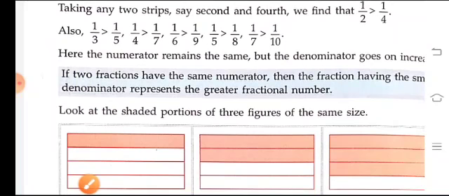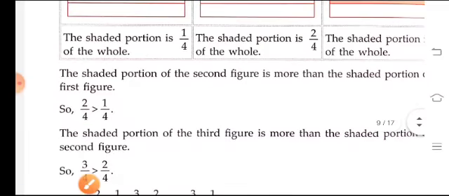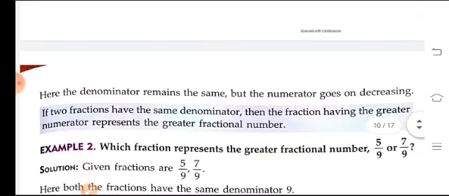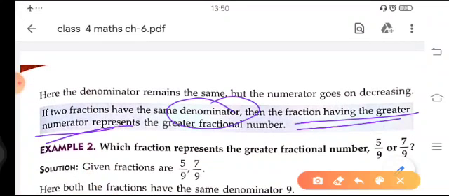So you can say that if two fractions have the same numerator, then the fraction having the smaller denominator represents the greater fractional number, right? It means that if numerator is same, then we will check according to the denominator. And if two fractions have the same denominator, then the fraction having the greater numerator represents the greater fractional number. So you will compare according to the numerator and denominator.